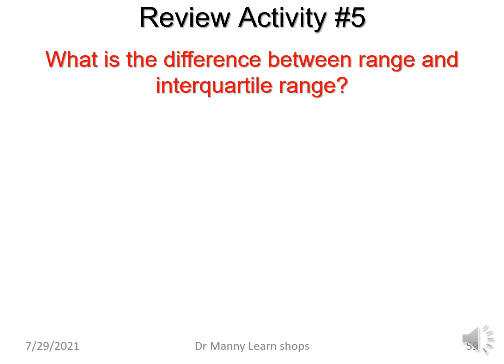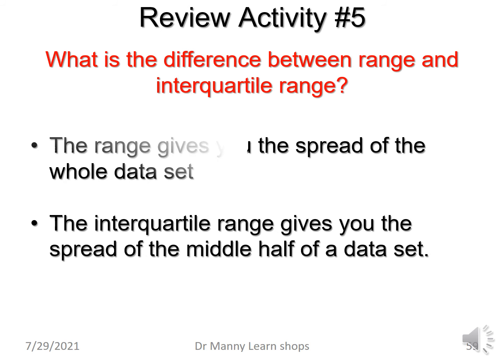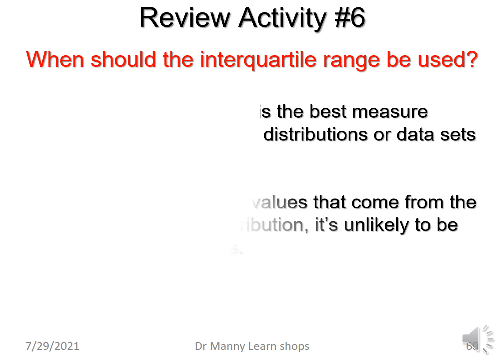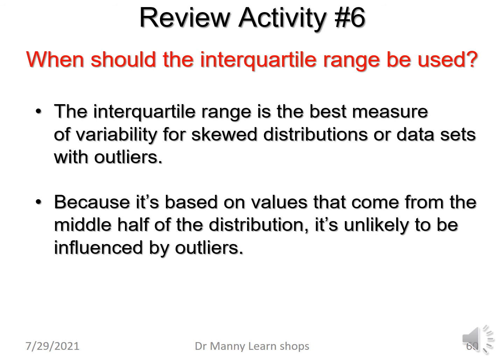Okay, let's review. What's the difference between range and interquartile range? Well, the range gives you the spread of the whole data set. The interquartile range gives you the spread of the middle half of the data set. When should the interquartile range be used? The interquartile range is the best measure of variability for skewed distributions or data sets with outliers. Because it's based on values that come from the middle half of the distribution, it's unlikely to be influenced by outliers.